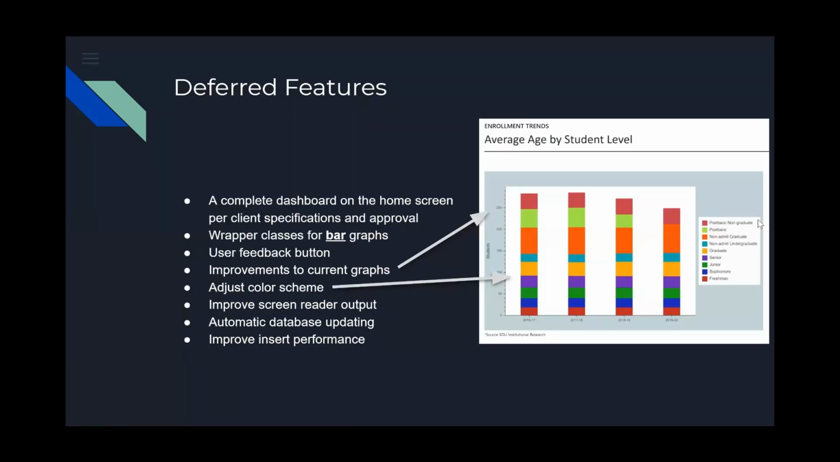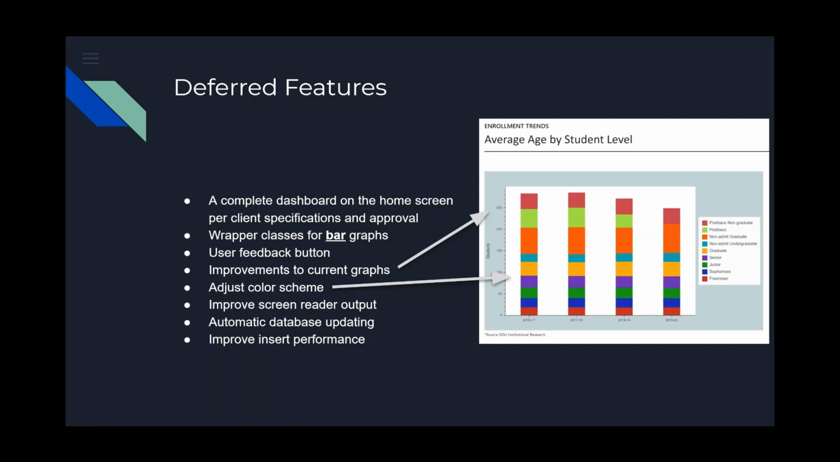Next term, we plan to finish the dashboard, write a wrapper class for bar graphs, implement a user feedback button, and make improvements to existing graphs such as this one on the slide. Now this one is ambiguous in that it's supposed to depict average age by student level, but because it used stacked bars, what it actually depicts is cumulative age for all groups. Graphs such as these we would like to adjust to better depict our institutional data. We would also like to adjust the color scheme, which as you can see from this one is not necessarily ideal. We would like to make it friendlier to the eye as well as specifically to those who are colorblind.